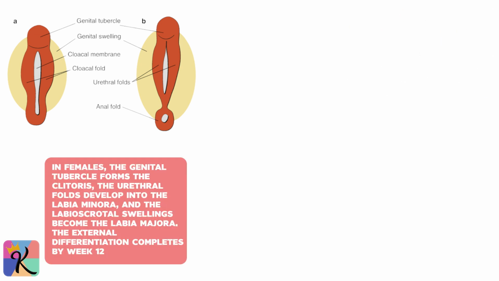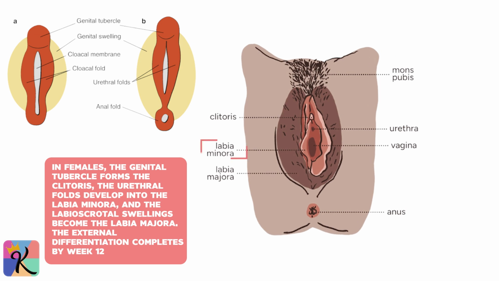In females, the genital tubercle forms the clitoris, the urethral folds develop into the labia minora, and the labioscrotal swellings become the labia majora. The external differentiation completes by week 12.